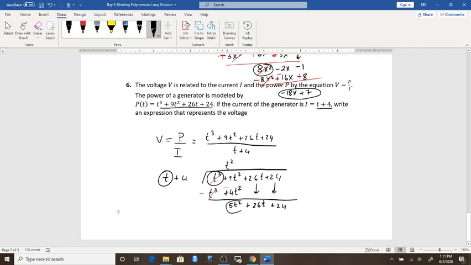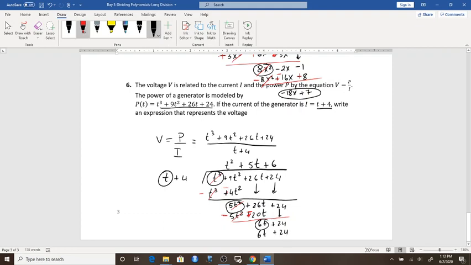We can still divide. 5T squared by T is 5T, and 5T times T is 5T squared. 5T times 4 is 20T. Let's change the sign. Negative, negative. This simplifies. 26T minus 20T will be 6T. And then we can bring down the 24 and we can divide one last time. 6T divided by T is 6. And then 6 times T is 6T. And 6 times 4 is 24.